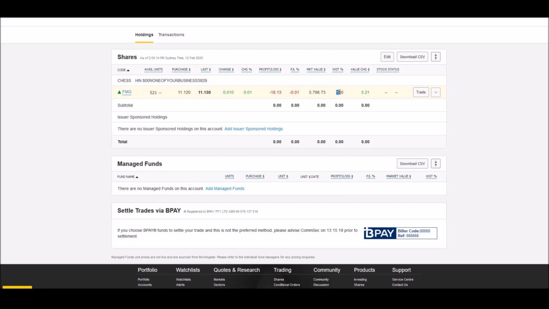This happens to be 100% of our portfolio. And we've made a change today of $5.21. Now this value change here is the change for today. So we've made $5.21 today on the basis that we've got 521 shares and it's moved up 0.01%, or the fact that it's moved up 1 cent for today. So that just about covers it, guys, and congratulations, you've just made your first share purchase, or at least you've watched me make one.